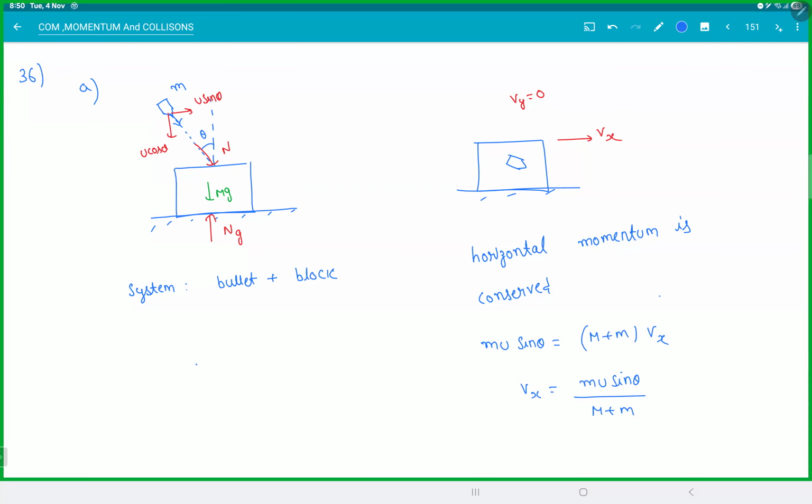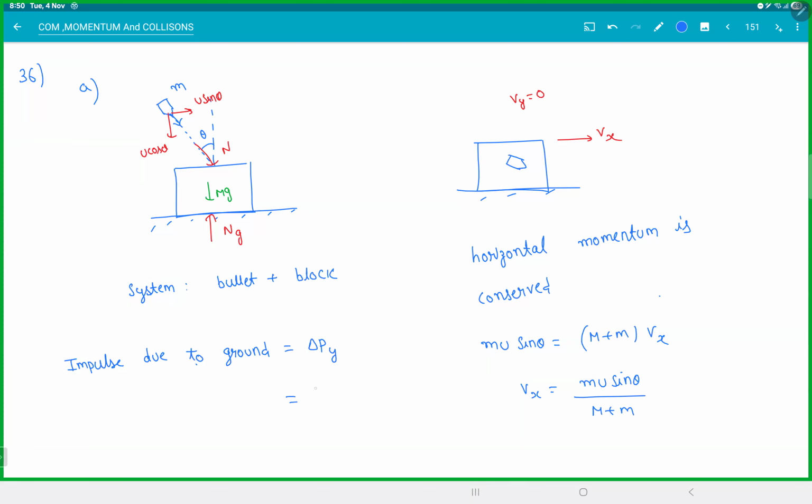Now here they can ask you one more question. Find the impulse due to the ground. I didn't ask you that, but if they ask you what is impulse due to the ground, sometimes you get questions like this. So what is impulse due to the ground? Basically, you're asking change in momentum in the vertical direction. So this is the delta p in the y direction.